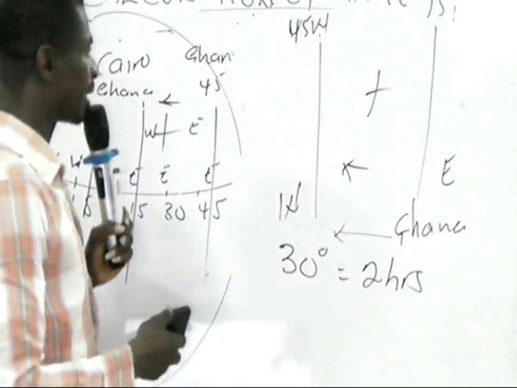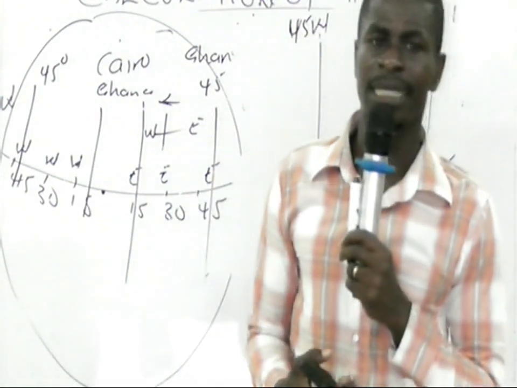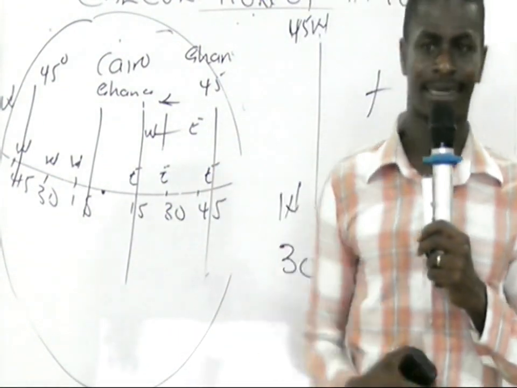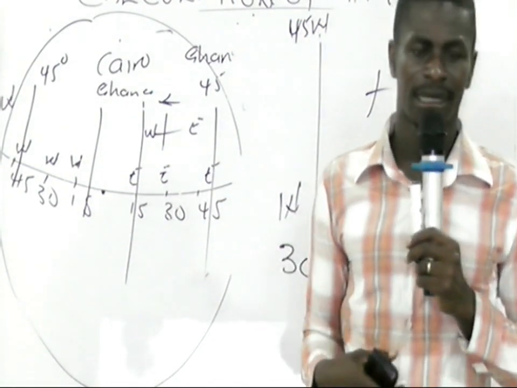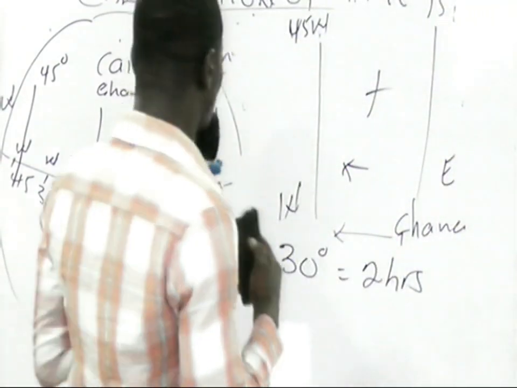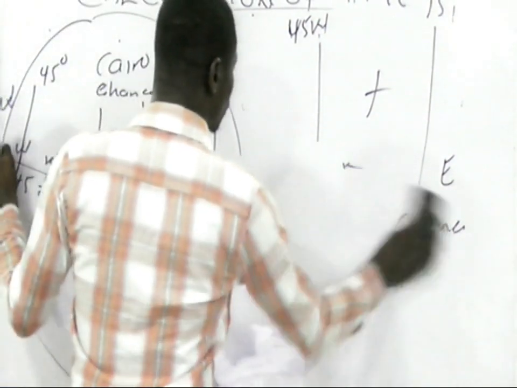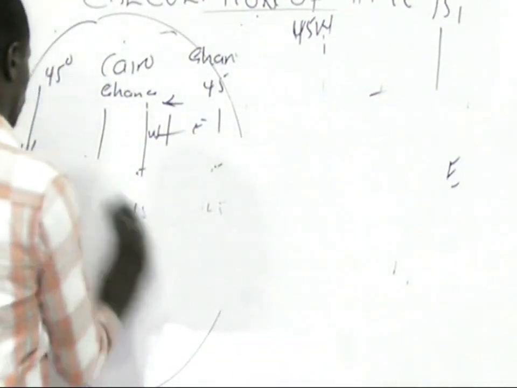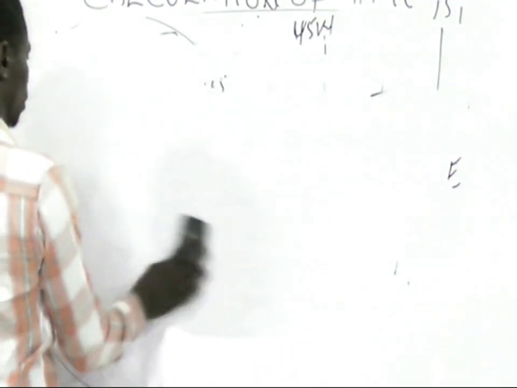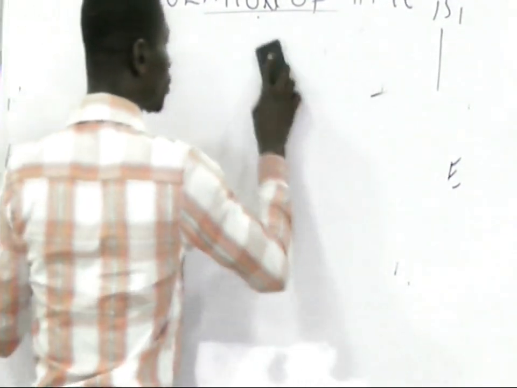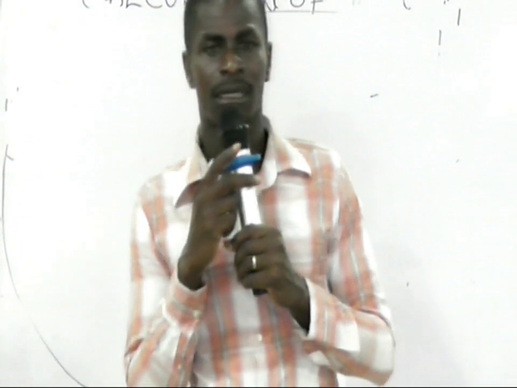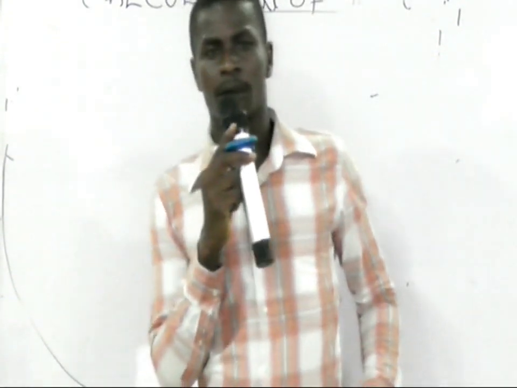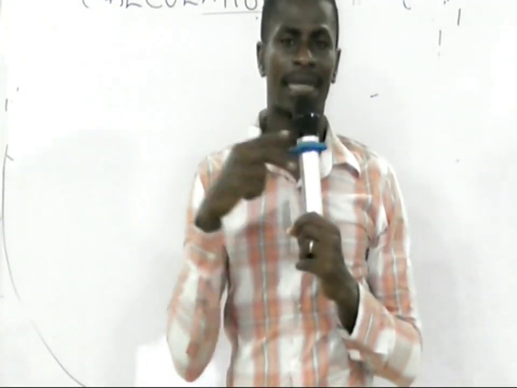Now let us take that Ghana is now lying west and Cairo is lying east with the same question. Ghana now lies west. Sorry, east. Now, so let's write a question like this.